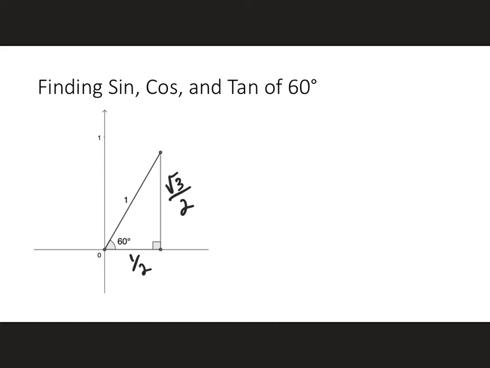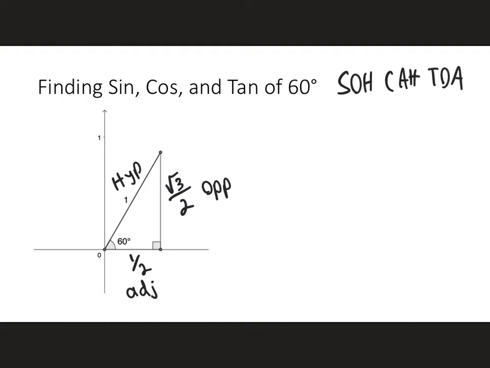Now let's find the sine, cosine, and tangent of the 60-degree angle. But first, let's label our diagram. The square root of 3 over 2 is now the opposite side, and the 1/2 is the adjacent side, and the 1 is still the hypotenuse. And we can remember our SOHCAHTOA, and that will help us make our ratios.